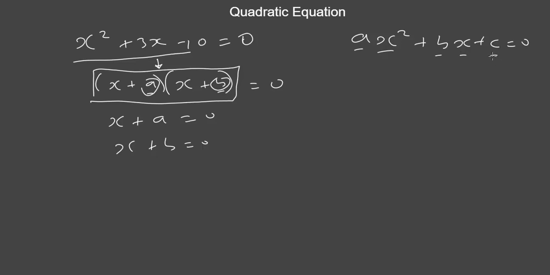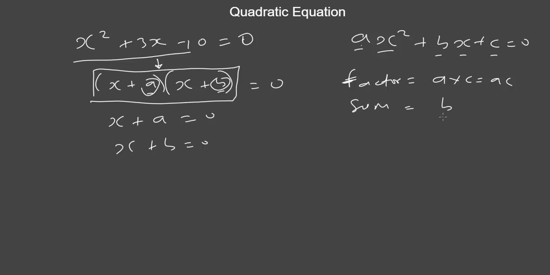Right? Now, if you want to factorize, what you need to do first is you need to look for two numbers. So this is the factor. The factor is a times c, so let's say ac. Then the sum is b, right?